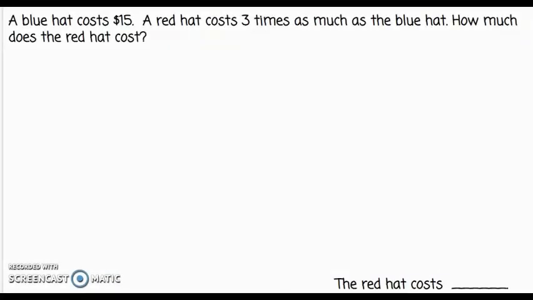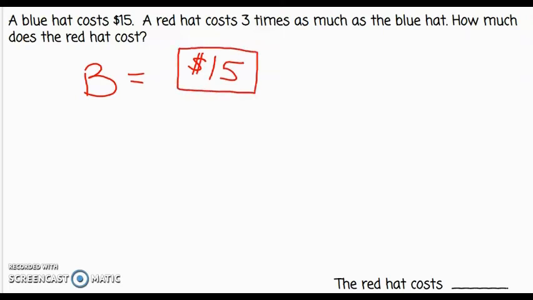A blue hat costs $15. A red hat costs 3 times as much as the blue hat. How much does the red hat cost? So now that I've read the problem one time for understanding, I see that the blue hat is being compared to the red hat. So in this case, I'm actually going to draw 2 tape diagrams so that I can compare these two. I'm going to represent the first one with the letter B for blue. And I know that the blue hat costs $15. So I'm going to create a tape diagram that represents the $15.